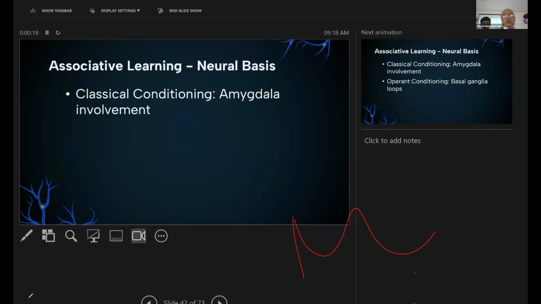So next, associative learning. You have already studied about it. What is it? Learning the relationship between two stimuli, or one stimulus and its consequences. What is classical conditioning? You have to give a typical example. What is the typical example for classical conditioning of associative learning?